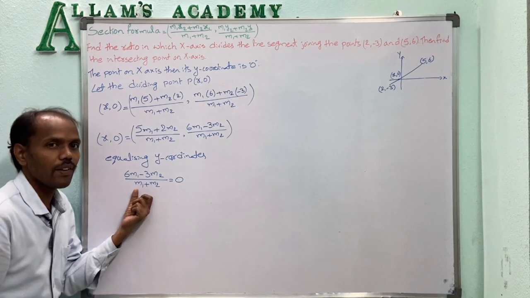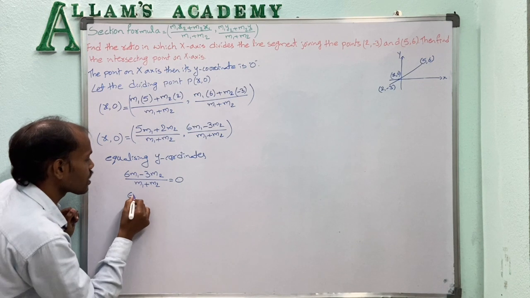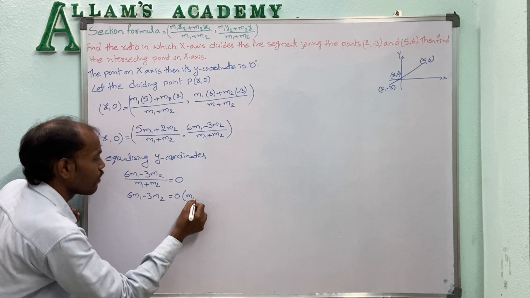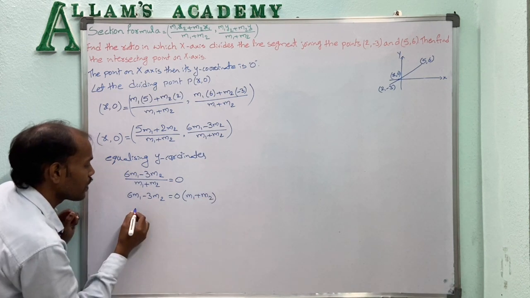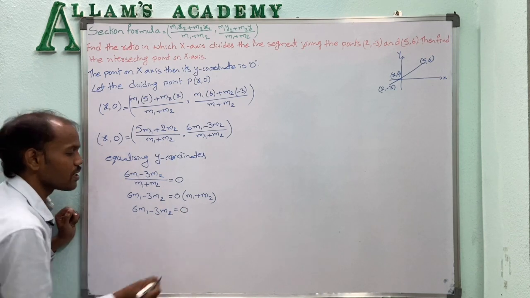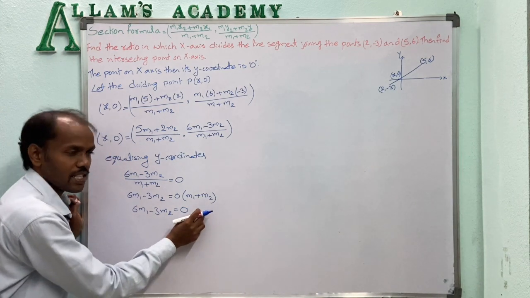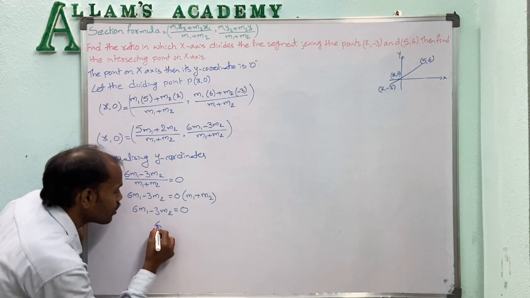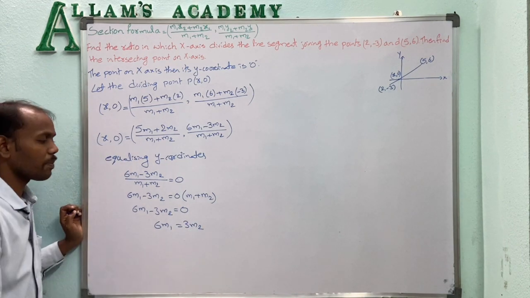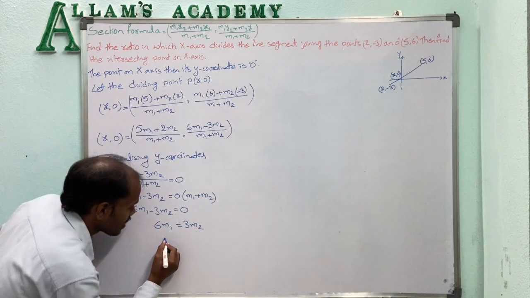Now the division m1 plus m2 is transferred to the LHS, that is multiplication. So 6m1 minus 3m2 is equal to 0 into (m1 plus m2). 0 multiplied with any number, we get 0 only. So 6m1 minus 3m2 is equal to 0. Now minus 3m2 from the LHS transfers to the RHS as plus 3m2. 0 plus 3m2 is nothing but 3m2. Now 6 is multiplied with m1, so this multiplication transferring to the other side becomes division.